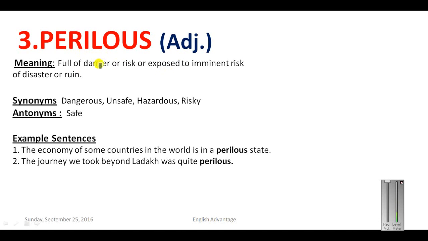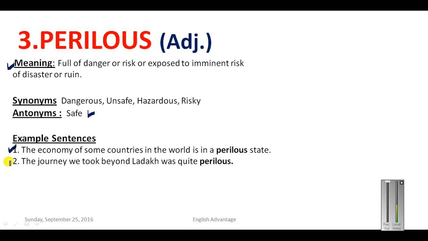This word perilous can also be used for the economy. The economy is in a perilous state. It means it is going to decline. There is an imminent risk in it. Full of danger or risk or exposed to imminent risk of disaster or ruin. In simple terms, this word means risky, dangerous, unsafe, hazardous. These are the synonyms for this adjective perilous, and the antonym for this word is safe, risk free or safe.